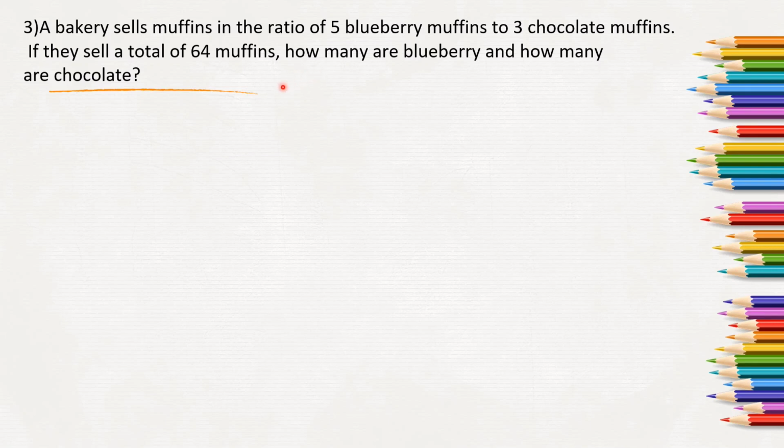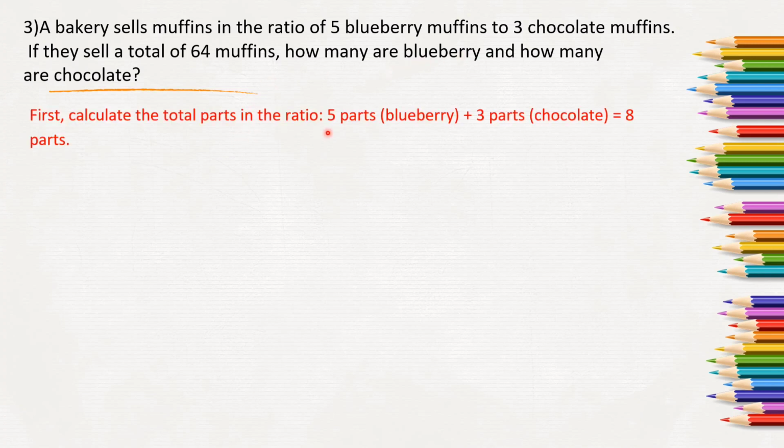So here, to find out how many of the muffins are blueberry and how many are chocolate, we can use the given ratio, that is 5 blueberry muffins and 3 chocolate muffins. So here first we have to find out the total number of parts in the ratio, that is 5 parts of blueberry and 3 parts of chocolate, which is equal to 8 parts.